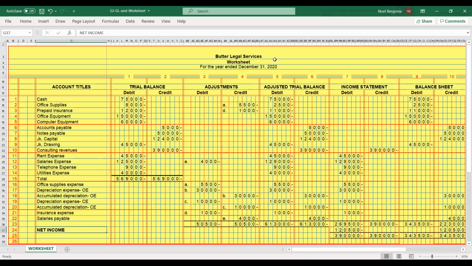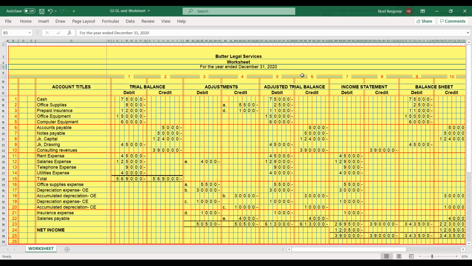Lastly, about spelling, I just want to remind you about the spellings that we have already mentioned before in our previous discussions. Please take note of the spellings of the account titles as well as the name of the company. Lastly, about the date as well. So it should be written properly.